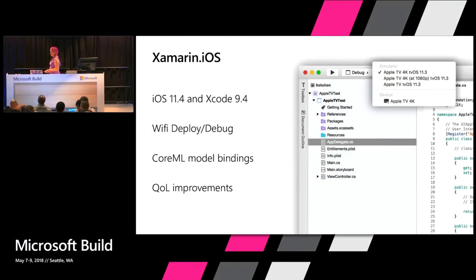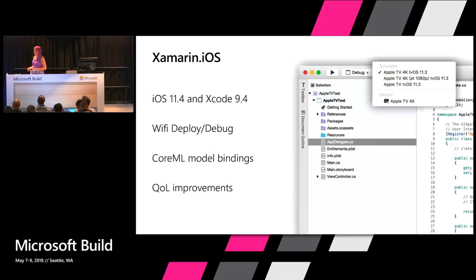So next I'm going to talk about some of the new features we have in the mobile space for Xamarin apps. So for Xamarin iOS, we added support for the latest iOS 11.4 and Xcode 9.4 and all of the versions along the way to those. We also have support for debugging and deploying over Wi-Fi now using the Apple APIs for that, which means you can deploy to Apple TVs, for example, over Wi-Fi. If your Apple TV isn't right next to your Mac, that makes it a lot easier. It's also great if you're developing for iPhone or iOS and you have devices attached to the accessory port.